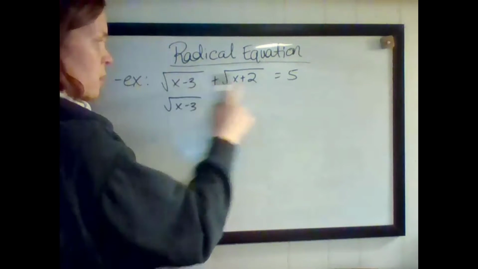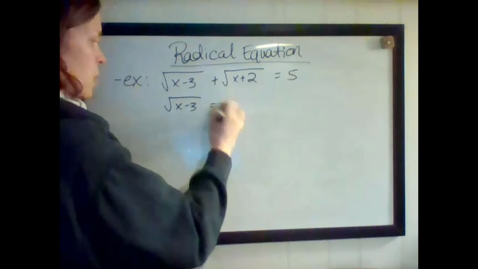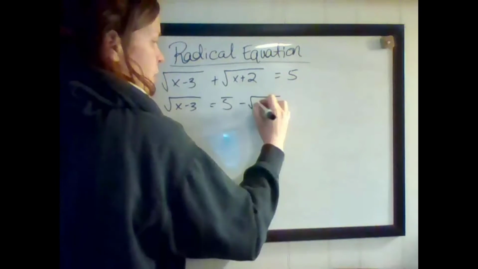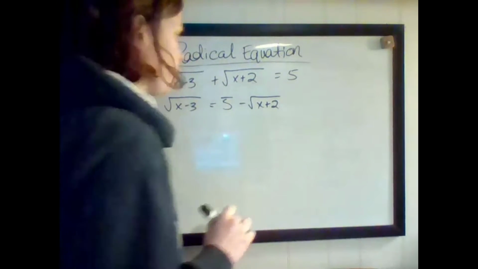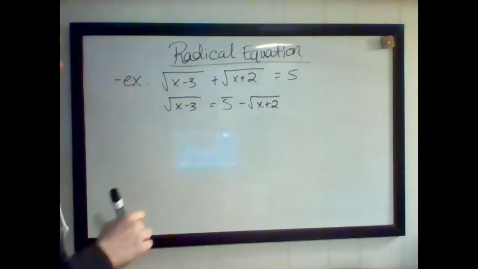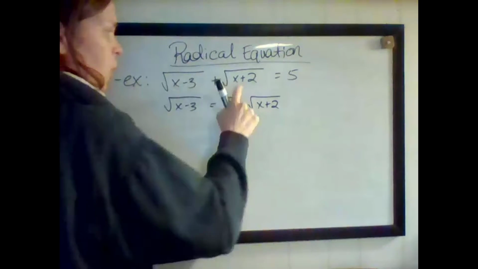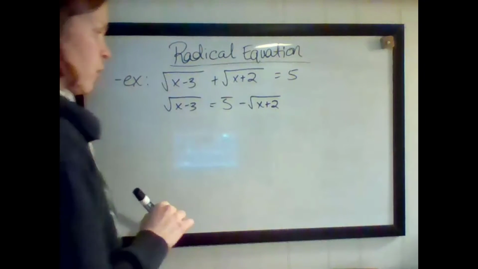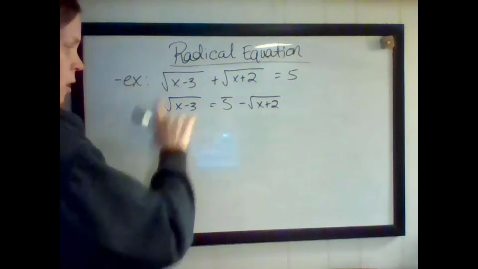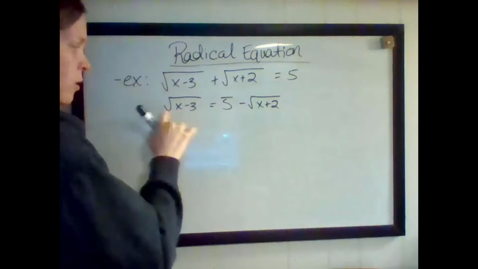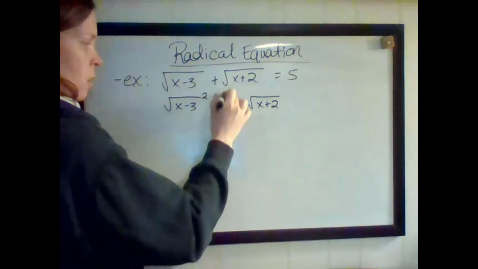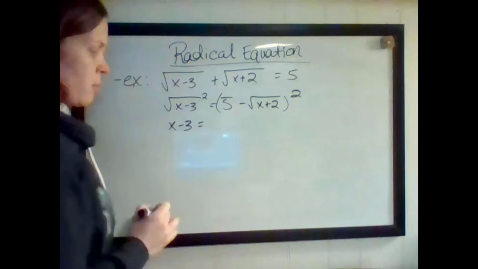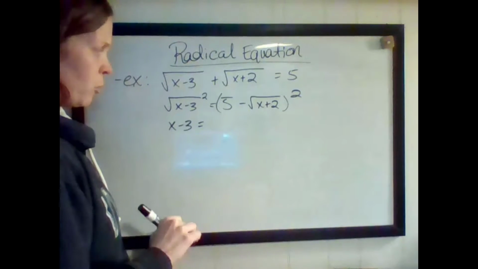It doesn't really matter because these both look the same amount of complicated. So I'm going to subtract the square root of x plus 2 over to the other side. If one of them was just x, it's probably going to be easier to move the smaller one over and simplify the bigger one first. Because now I have this alone, I'm going to be able to get rid of this square root by squaring both sides. So on the left side, I have just x minus 3. That gets rid of that square root at least.